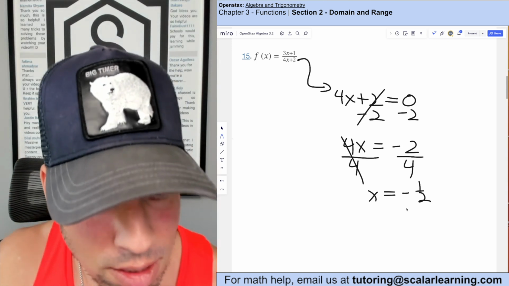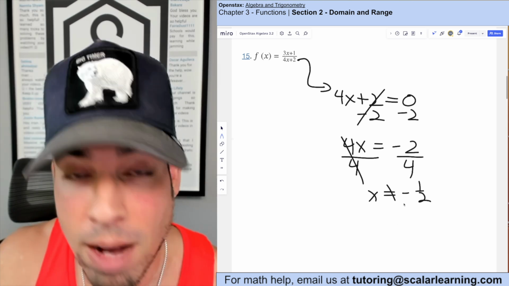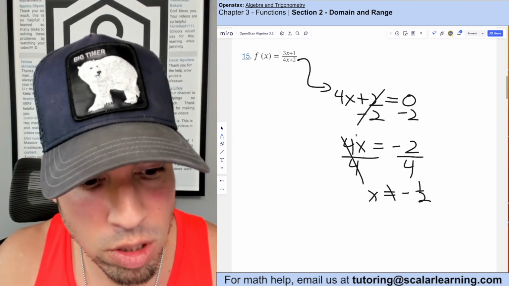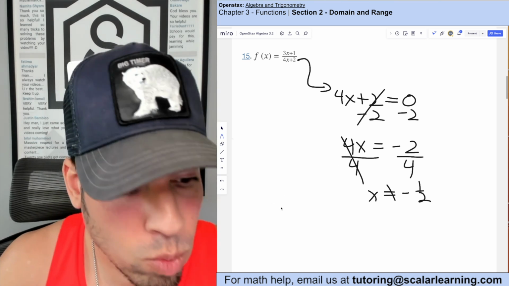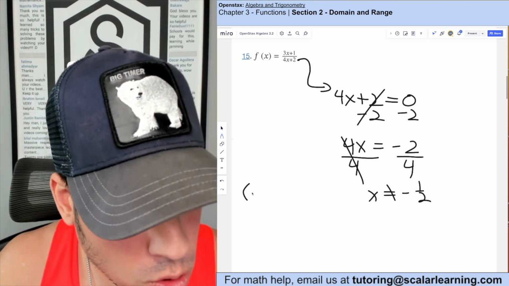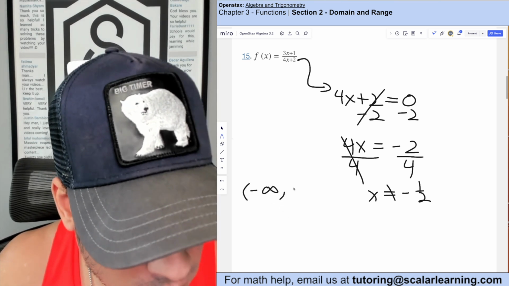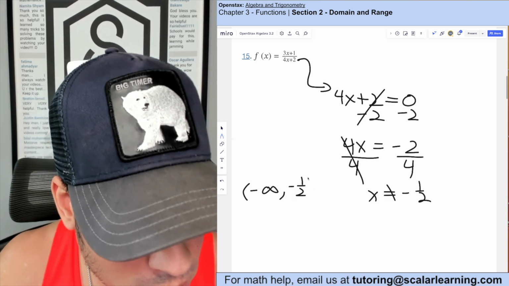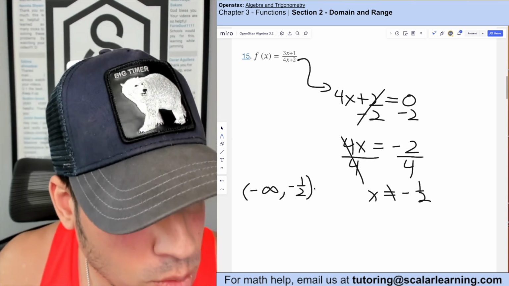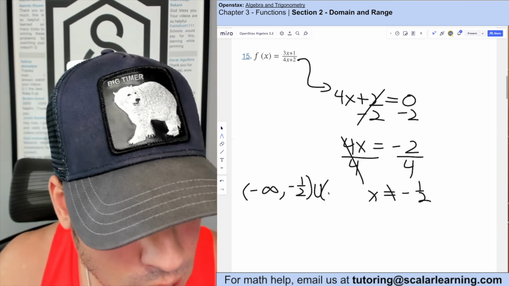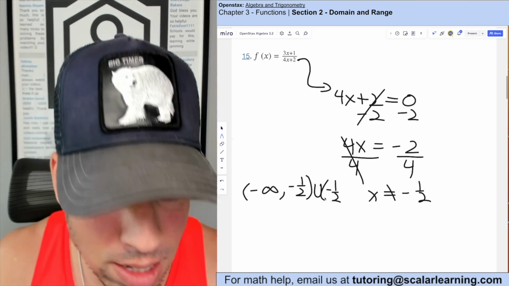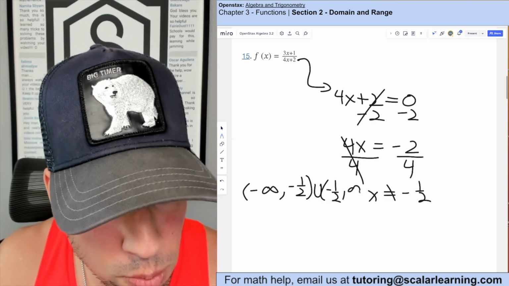So x is not allowed to be negative 1/2. As we translate it to interval notation, it can be anything but that one number. So check it out. We're allowed to go as low as negative infinity up to negative 1/2, but then we exclude it. And then we join this with another set because we can go from negative 1/2, again, not including it, but all the way up to positive infinity.